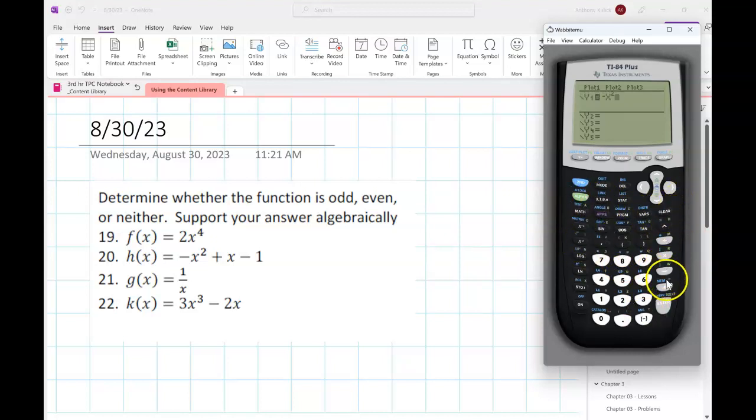So looking at number 20, I'm going to start by just graphing this and taking a peek to see whether I think this thing is odd or even or neither. If I look here, I notice that the y-axis doesn't quite split it in half. It looks like there's a little bit more on the right side than the left side. You guys see that? Delaney, you buy that? So this, I would say, is neither because it doesn't look quite even to me.